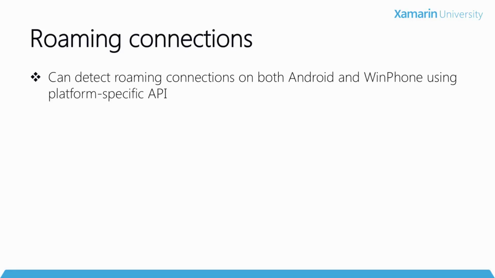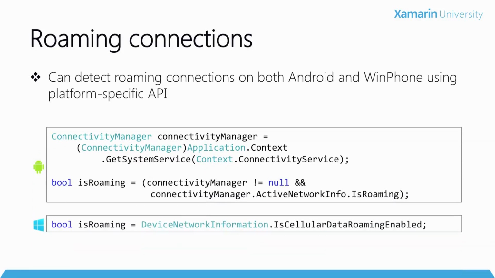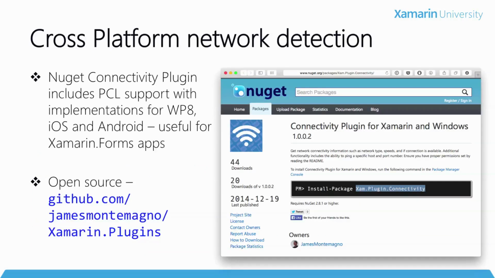We can detect roaming connections through the same classes we've been using, either the isRoaming property on Android or the isCellularDataRoaming on Windows Phone. Now, what we've done up to this point is work with the platform-specific APIs. And if you wanted to incorporate this type of logic into your Xamarin Forms app, you'd have to provide an abstraction and write the platform-specific code to adhere to that abstraction.